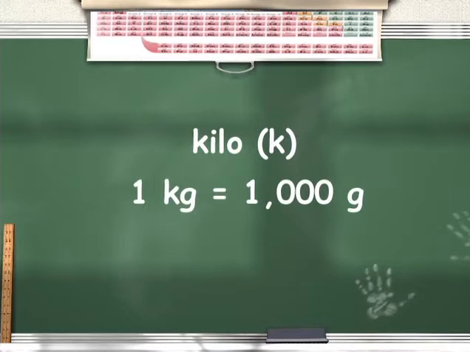Another metric prefix you have probably heard is kilo, which is abbreviated with a lowercase k. If you look at the speedometer of most cars, you will see that speed is measured in both miles and kilometers. Kilo means 1,000. A kilogram, therefore, is larger than a gram. So the metric fact is that 1 kilogram is equal to 1,000 grams. Of course, 1 kilometer would equal 1,000 meters, and 1 kiloliter would equal 1,000 liters.